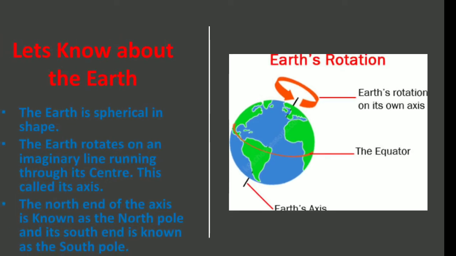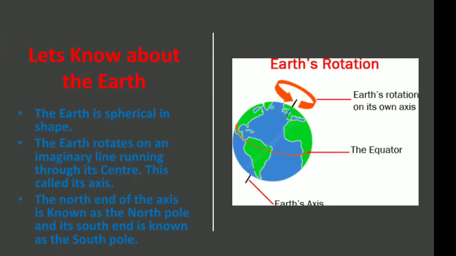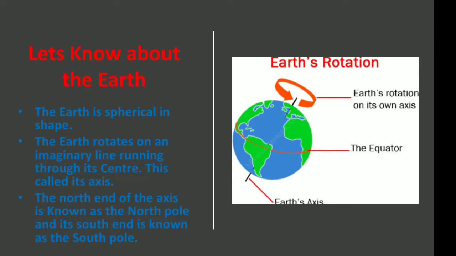The earth is spherical in shape. The earth rotates on an imaginary line running through its center. This is called its axis. The north end of the axis is known as the North Pole and its south end is known as the South Pole.